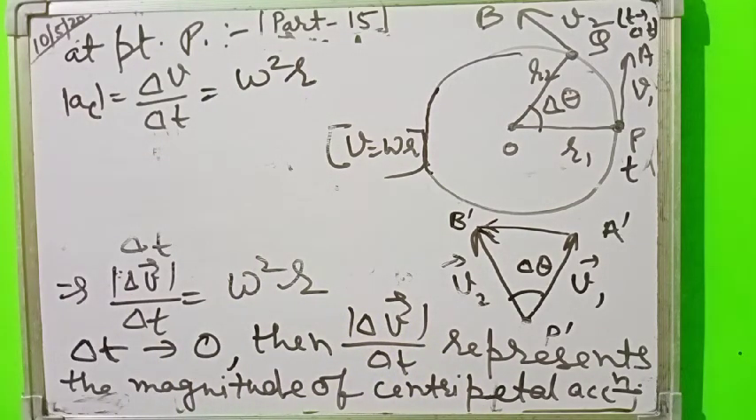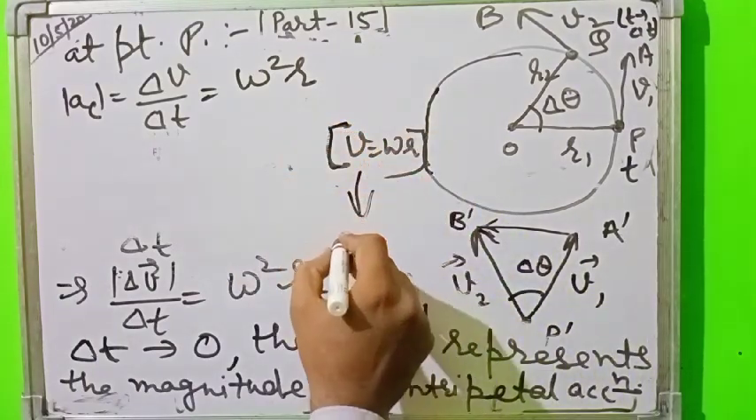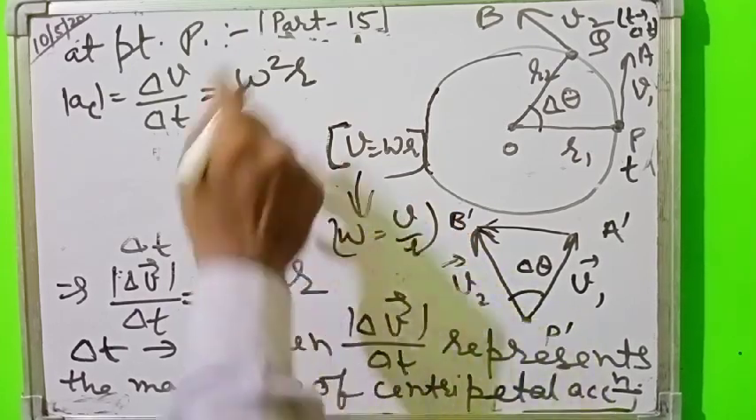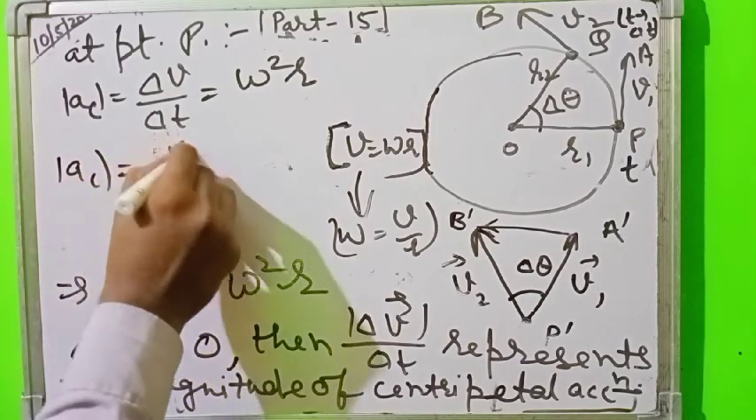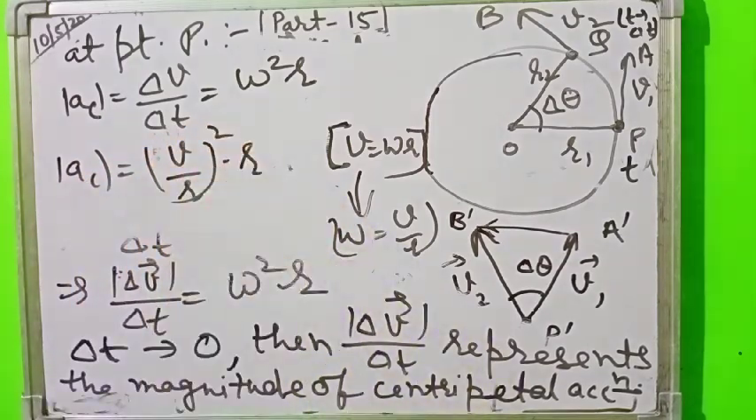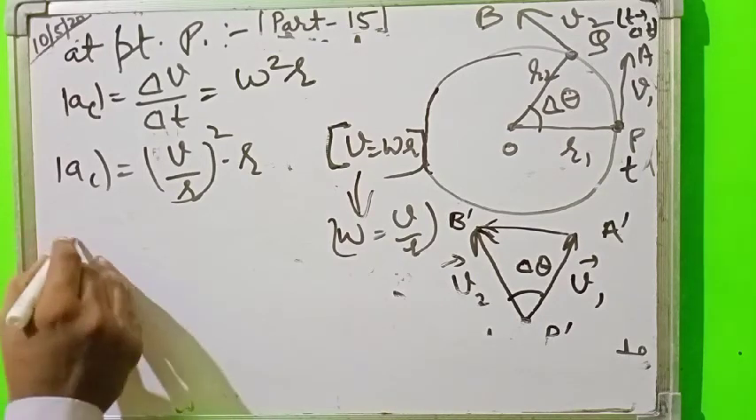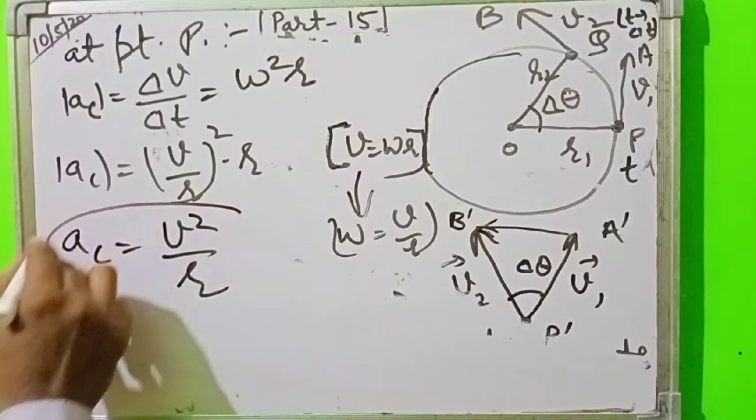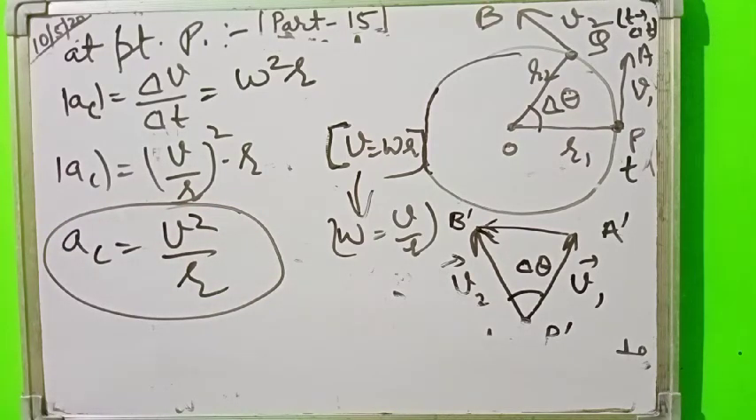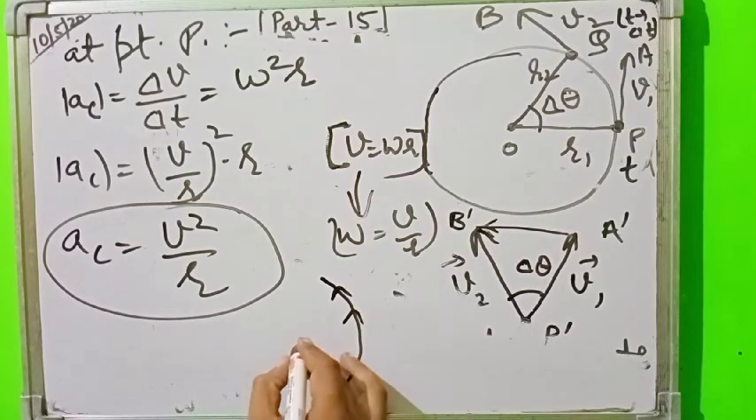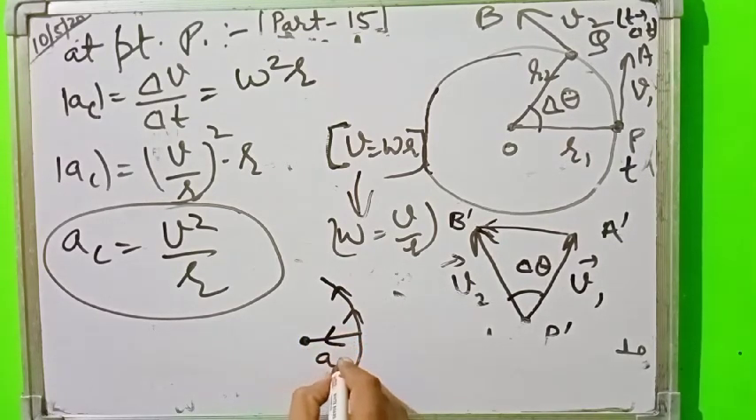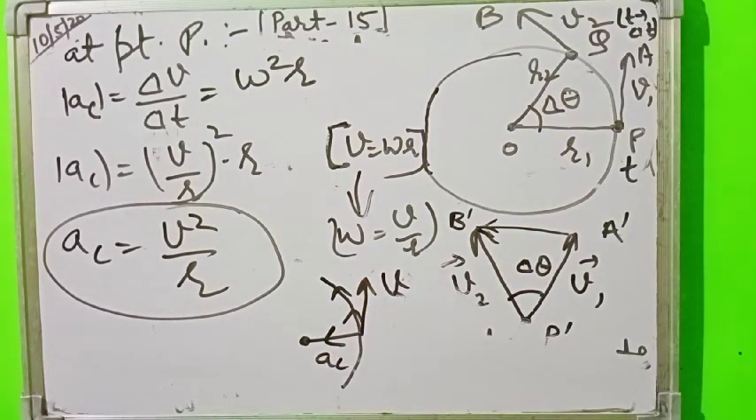Now from this expression we can write omega is equal to V upon r. Putting it here, AC is equal to V upon r whole square into r. Now we are in a position to find the centripetal acceleration, that is AC is equal to V square upon r. Suppose this is the circular motion, the body is performing a circular motion. So this acceleration AC, and velocity is changing in this direction, and AC is towards the center.